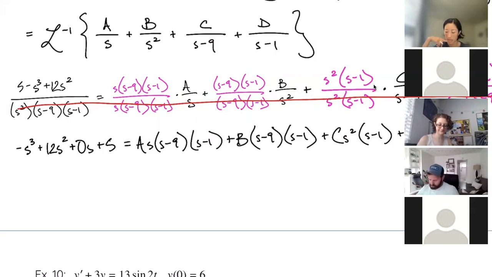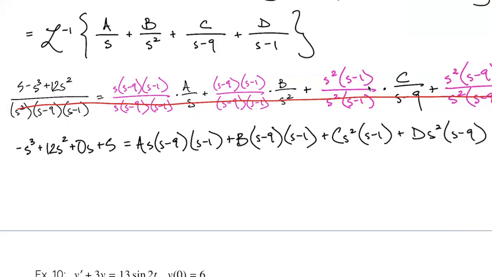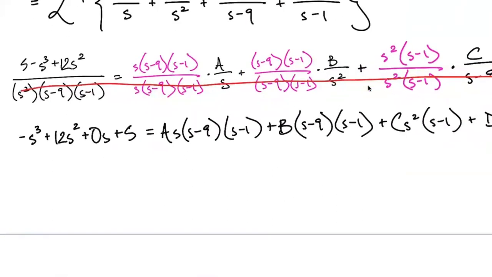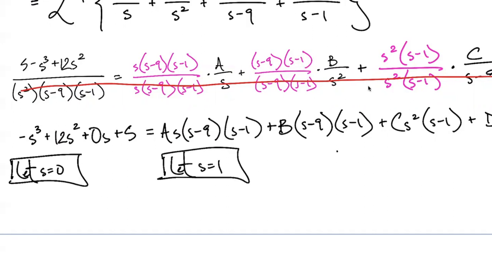And I believe in this case, we could choose numbers like s equals 0, s equals 1 and s equals 9. And that's going to help us find a bunch of the letters. In fact, it'll help us find 3 of them, okay? So if we let s equals 0, let's see what happens. If we let s equals 1, let's see what happens. And if we let s equals 9, let's see what happens, okay?